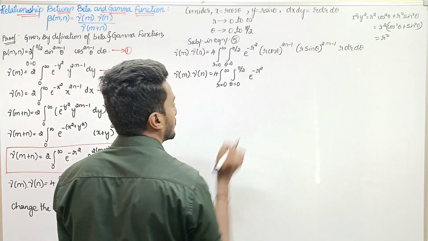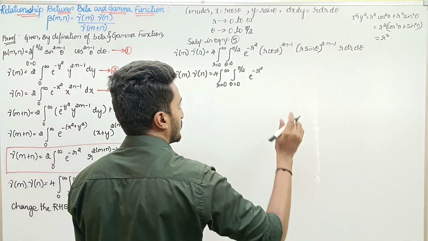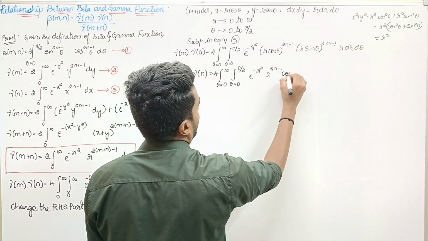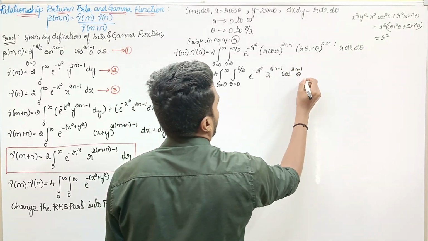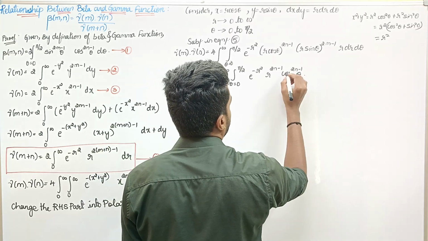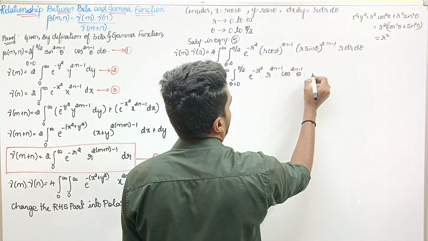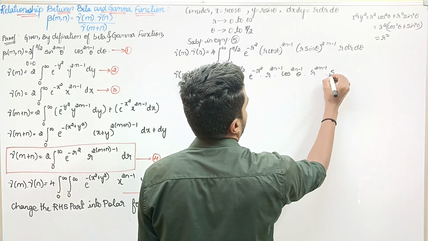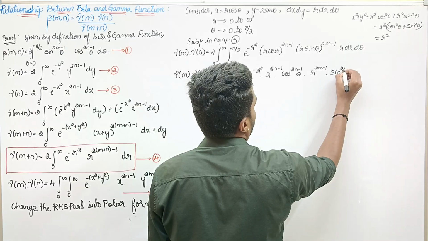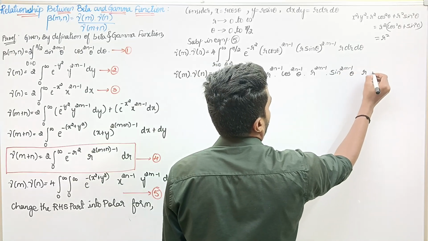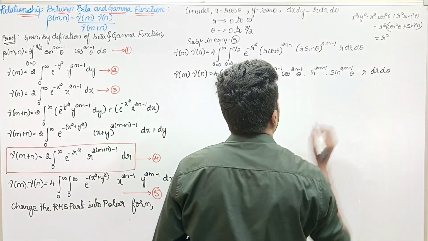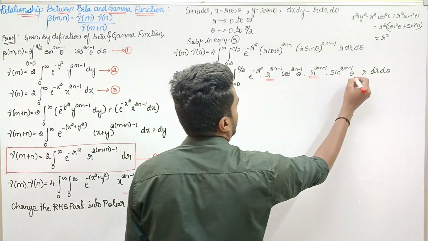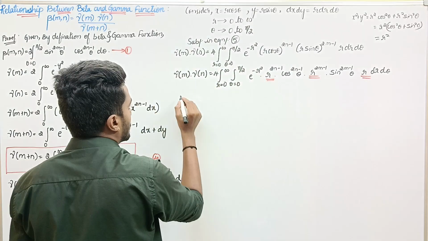Now I am splitting r and cos theta, theta and radius, I am going to split. That is r to the power of 2n minus 1 cos 2n minus 1 theta into, if you need you can use the brackets, r to the power of 2m minus 1 into sin 2m minus 1 theta r dr d theta. Now if you check the r terms, I need to take r as constant terms.